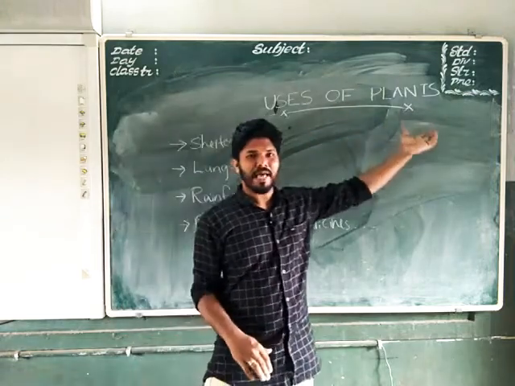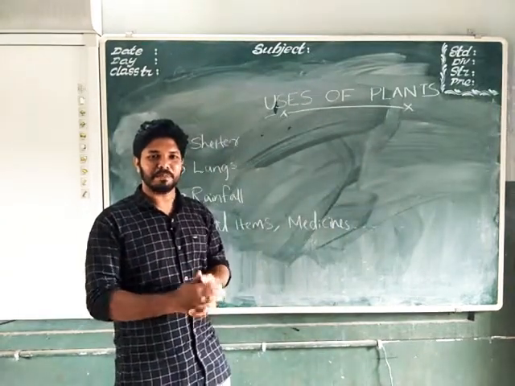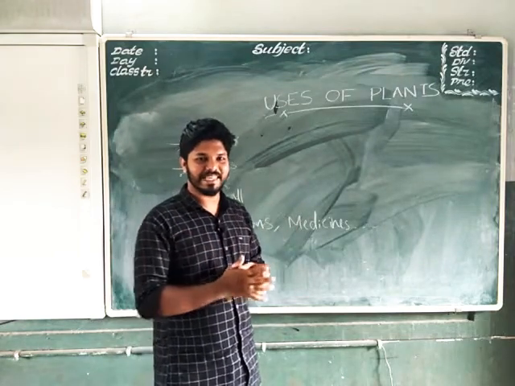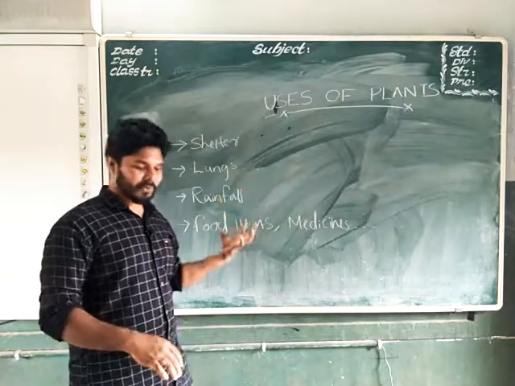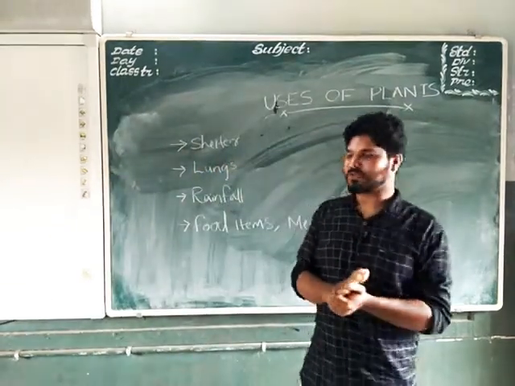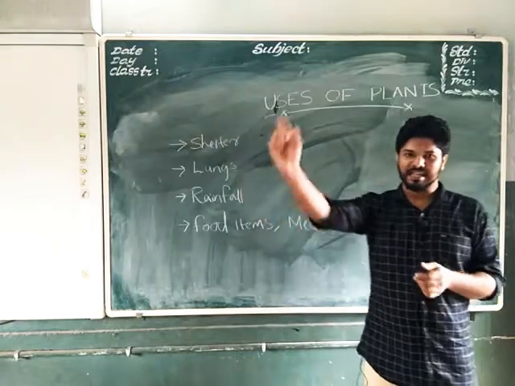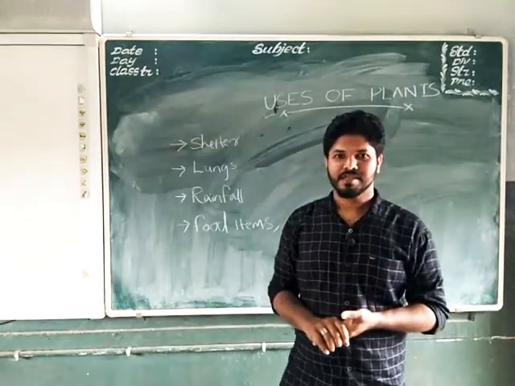Uses of plants that we are discussing. What help do plants provide us that we are discussing in this chapter? See, mainly 4 points on which the first page of the chapter moves on. First one, shelter. What is the meaning of shelter?